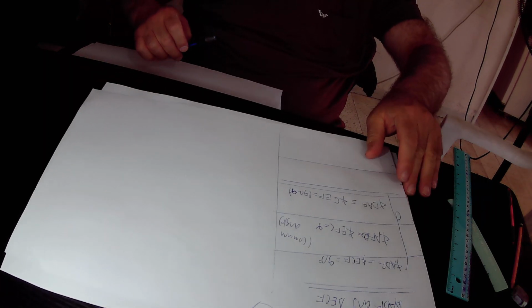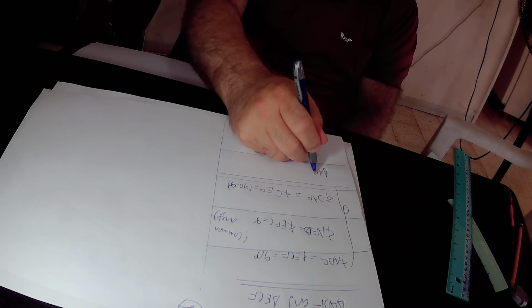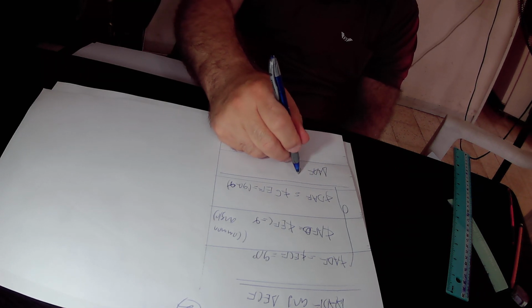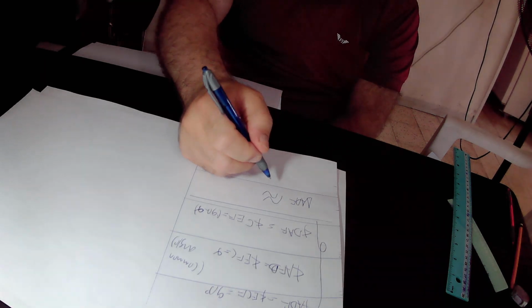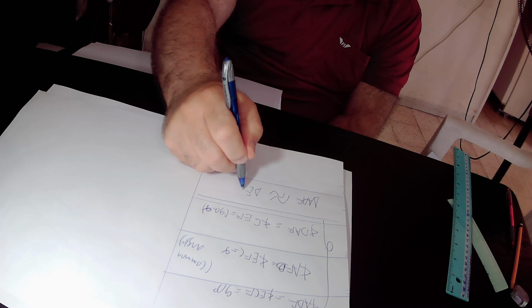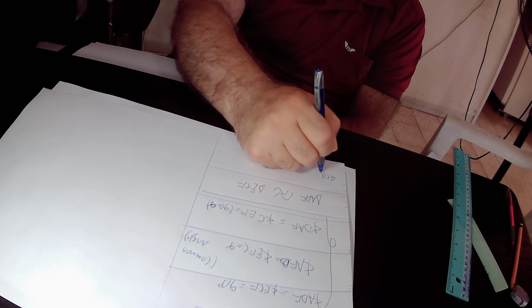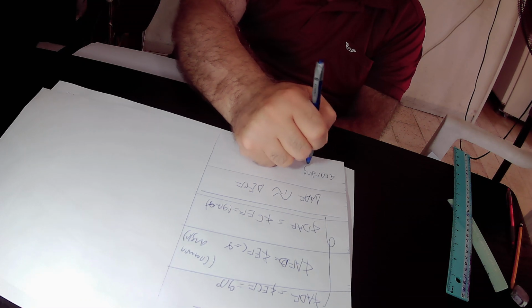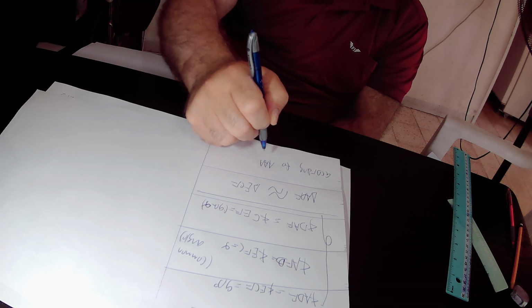If we found out that the big right triangle ADF is similar, this is the sign of similar, to the small right triangle ECF according to the angle similarity rule.